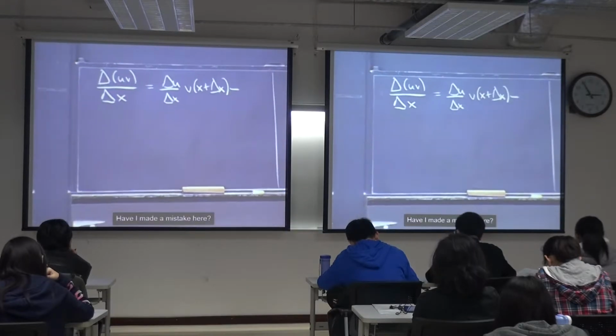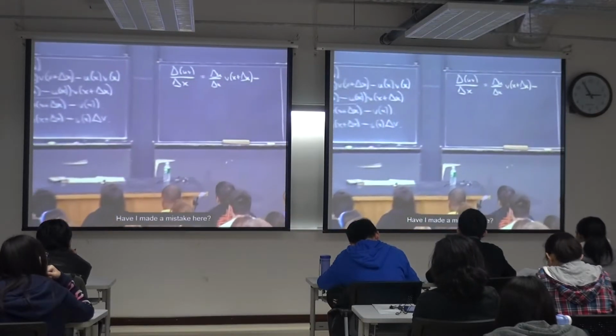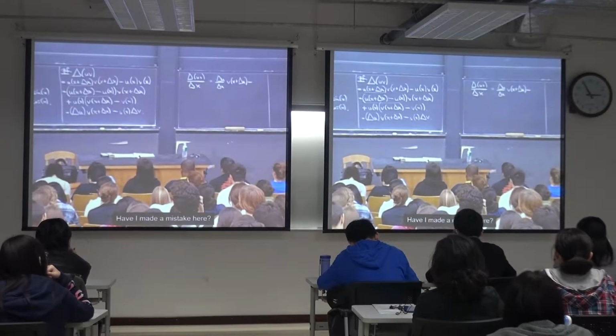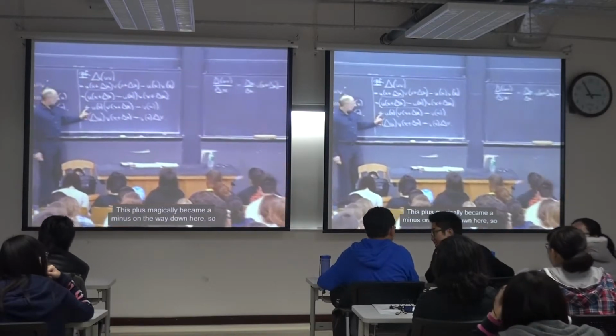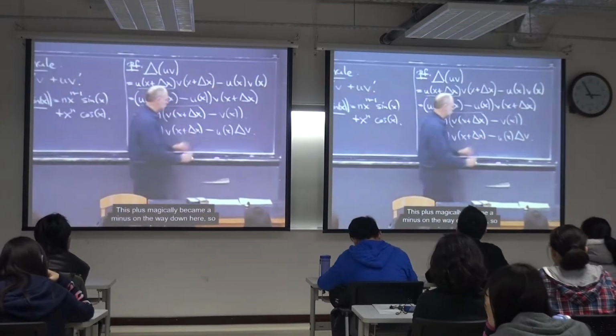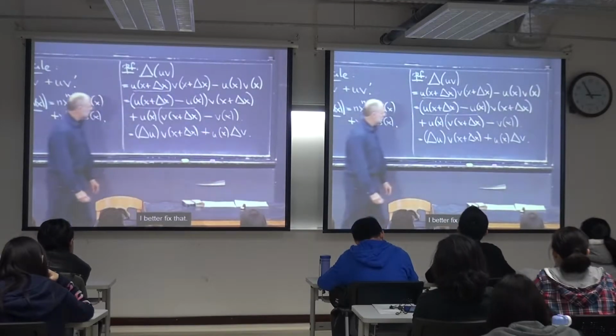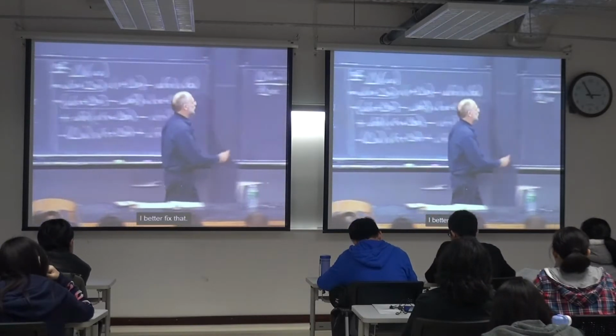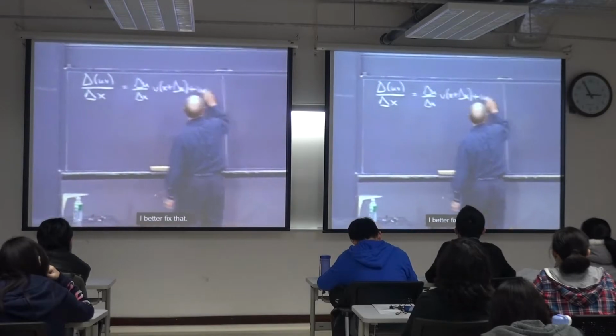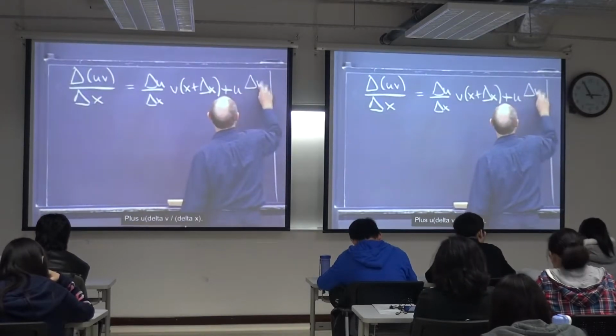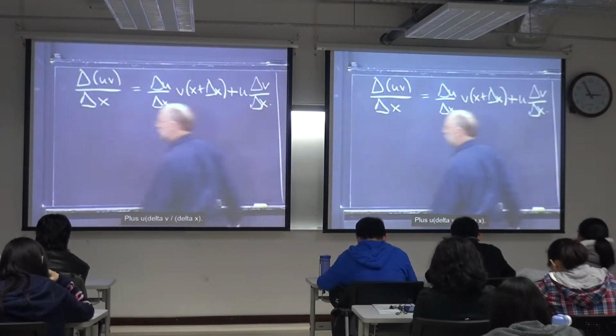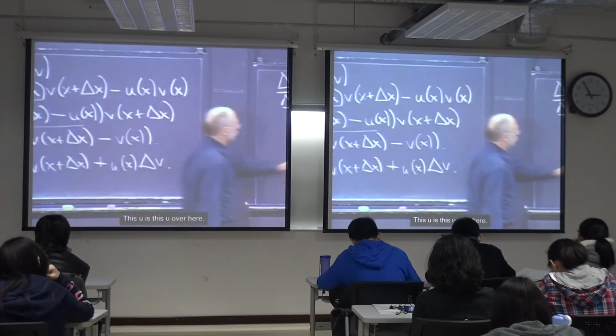Am I making a mistake here? Sure. This plus magically became a minus on the right hand here, so I've got to fix that. Plus u times delta v over delta x. This u is this u over here.